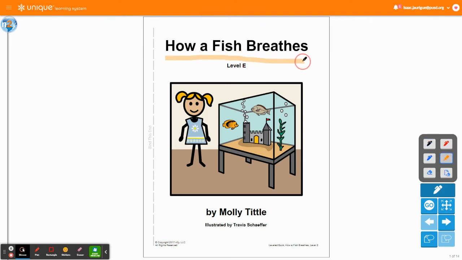How a Fish Breathes, Level E, by Molly Tittle.